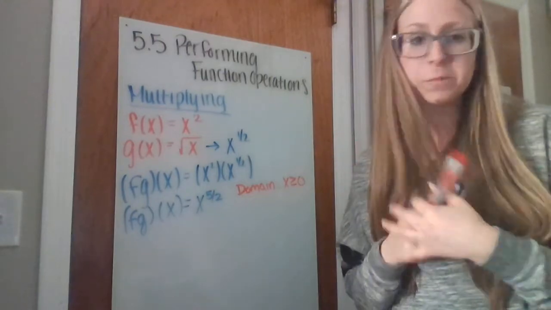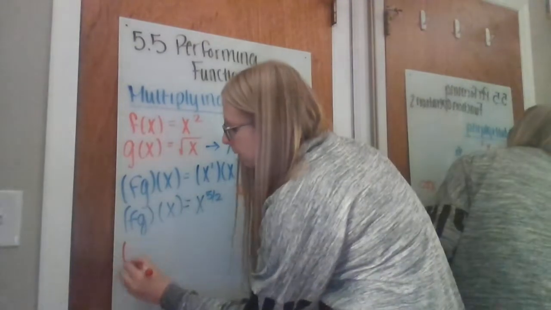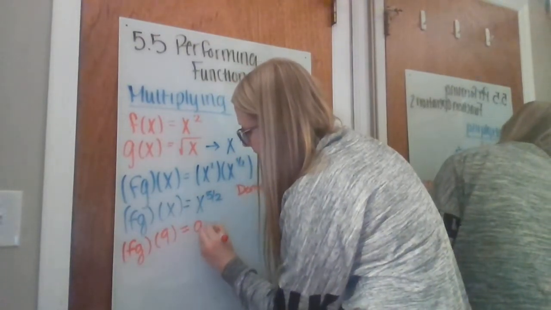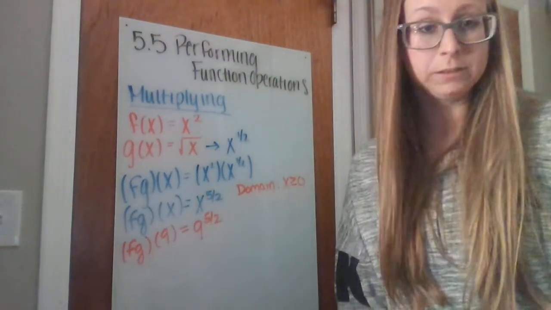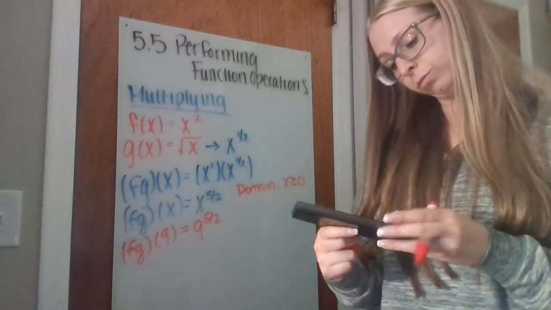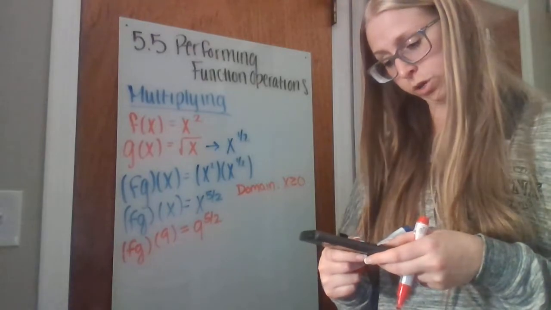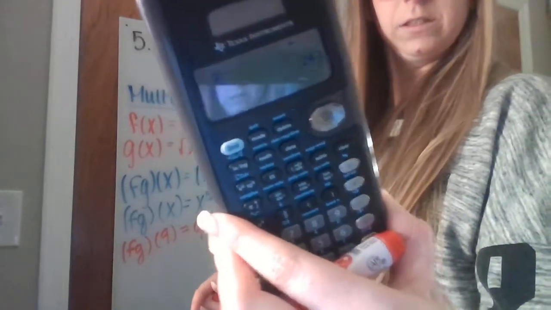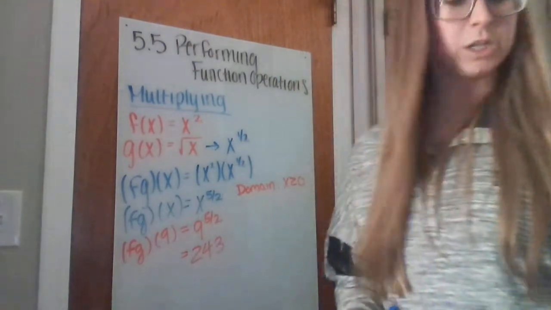Last step, I want to give you something to evaluate. I'm going to say, what about when x is 9? So what is 9 to the 5/2? The square root of 9 is 3. 3 to the 5th is 243. You also could have done 9 to the 5 halves, which is 243. And we're done with multiplying.